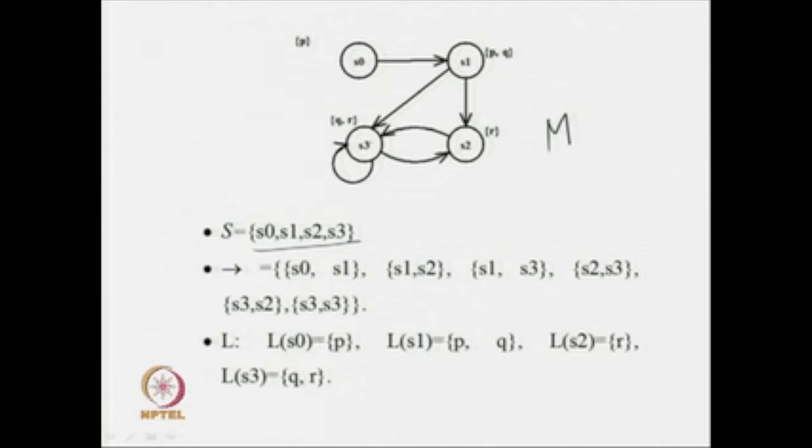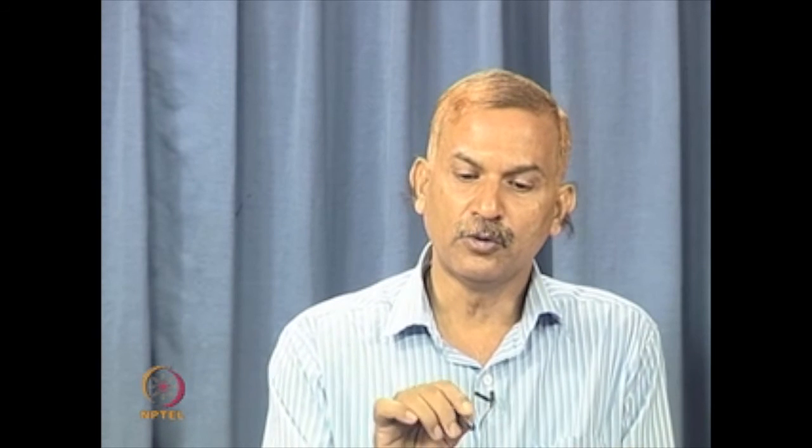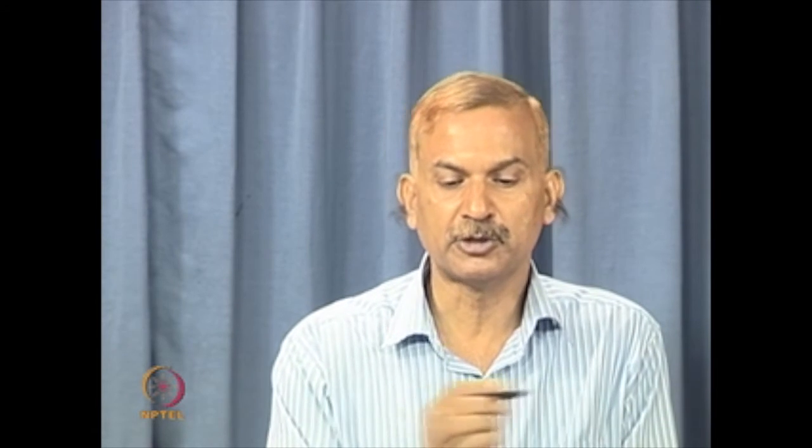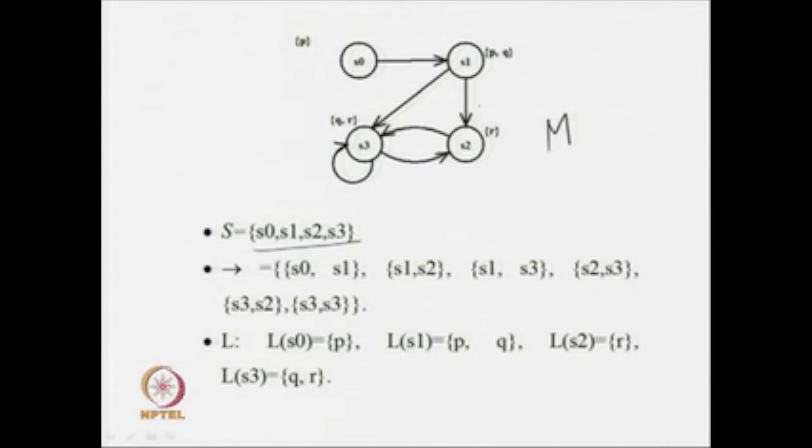And we have one more condition, where we said that the transition relation must be complete. What does it mean? It says that every state must have a successor state. If you look at this model, you will find that all four states have a successor state, because from every state we have at least one outgoing edge. And this is the labeling function.